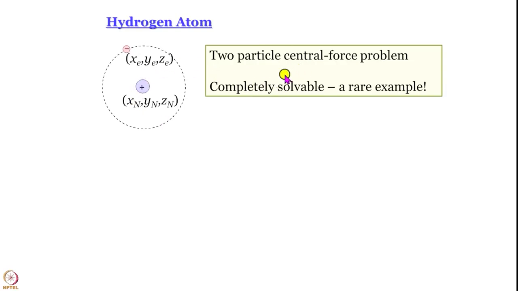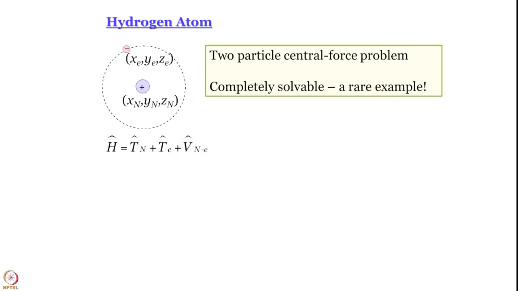Why am I calling it a central force problem? Because no matter where the electron is on the circle, the potential energy will be the same. The force is directed towards the center of the circle, the nucleus. So it is a central force problem, and we will see in a couple of minutes how that greatly influences our choice of coordinate system. All right. So we will take baby steps.